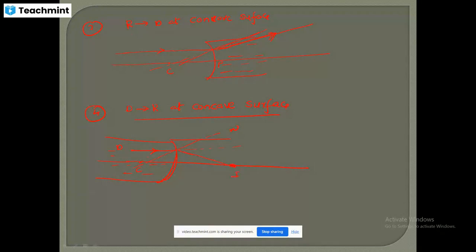This is the refraction through curved surfaces. In the next class, we are going to make a relation between the object distance, the image distance, and the refractive indices of the first medium and the second medium. Then after that we'll go for lenses.